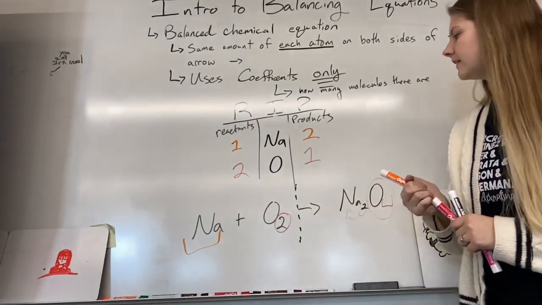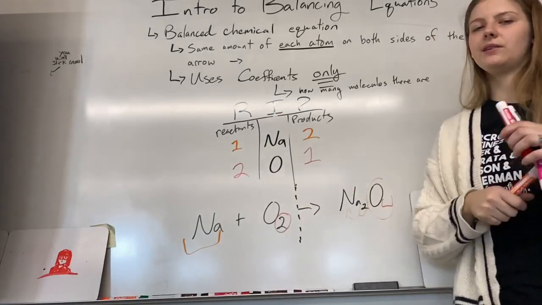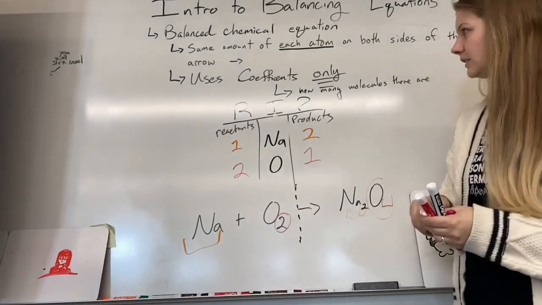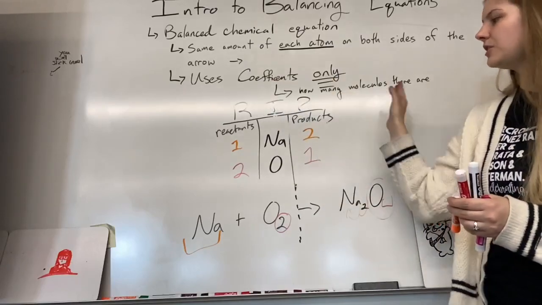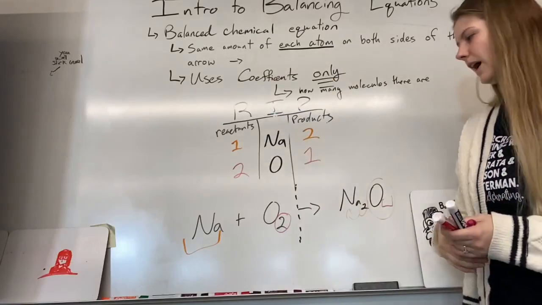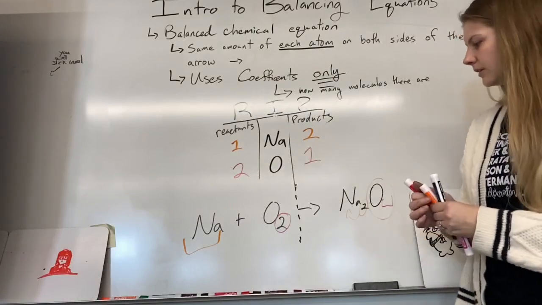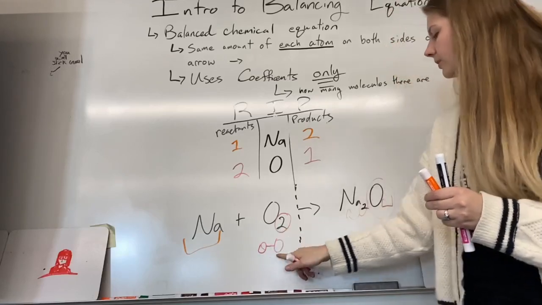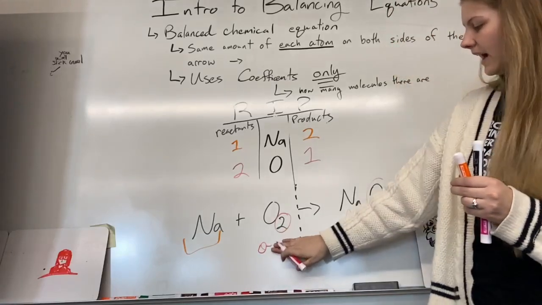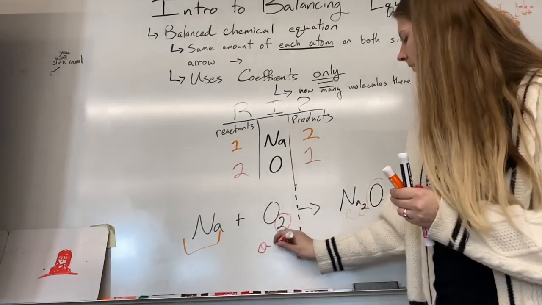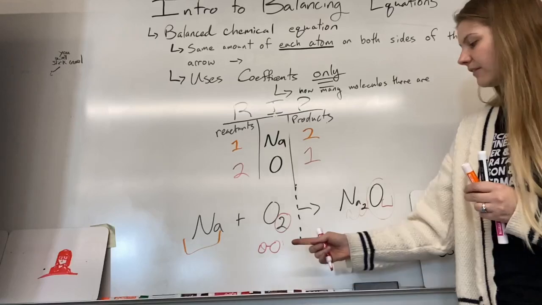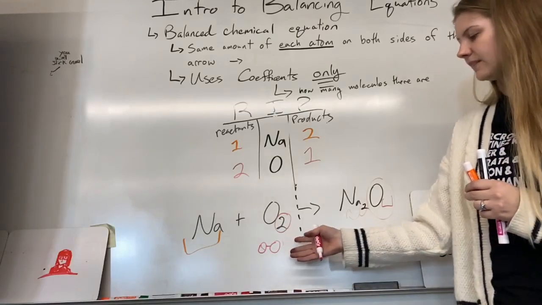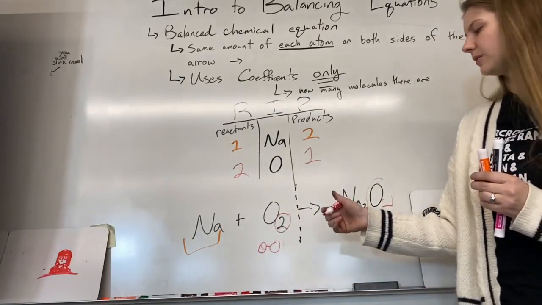Now your first instinct might be, oh, just subtract 1. You can't do that. We can only use coefficients. We can only change how many of each molecule we have. If I were to draw this out, O2, because that's a little 2, looks like this. I can't just get rid of that. It's not the same thing. The only thing I can do is have more of this or less of this whole thing, the whole molecule.